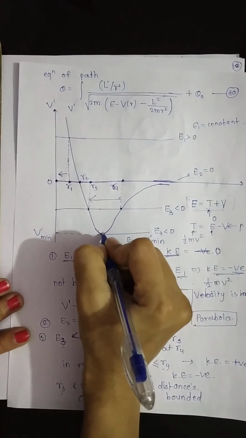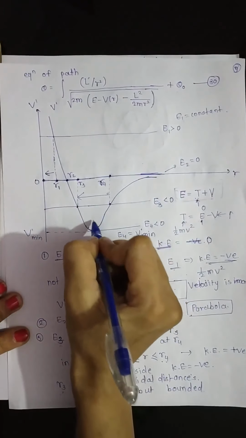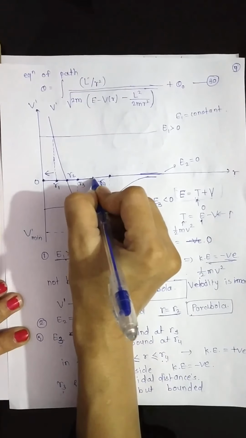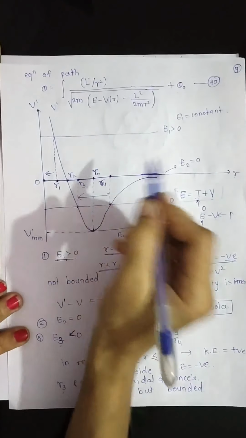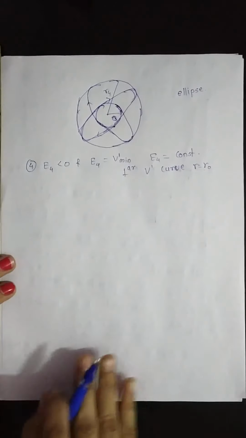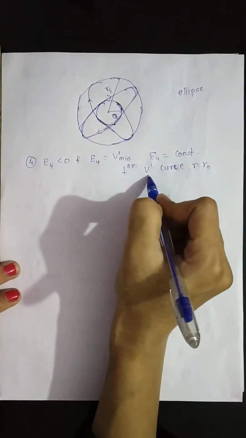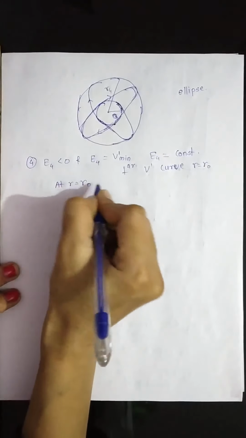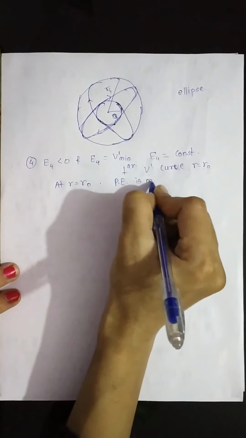Now let me show that r0 point. Here this is the V dash minimum. So if you draw a perpendicular to r, this will be the value at which our turning point is, r equals r0. Here I am denoting it by r0. So here the line will be tangential to V dash at r equal to r0, and at r equal to r0 the potential energy is minimum.